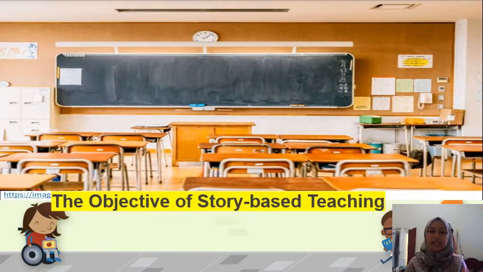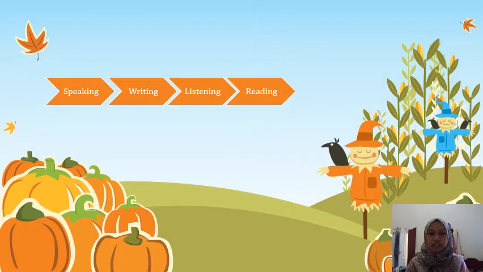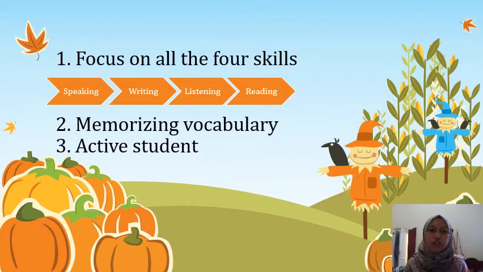The next is the objective of story-based teaching. What is the objective of story-based teaching? The first is to focus on all the four skills. This lesson focuses on all the four skills: speaking, writing, listening, and reading. It can use an example of a famous fable like The Lion and the Mouse.